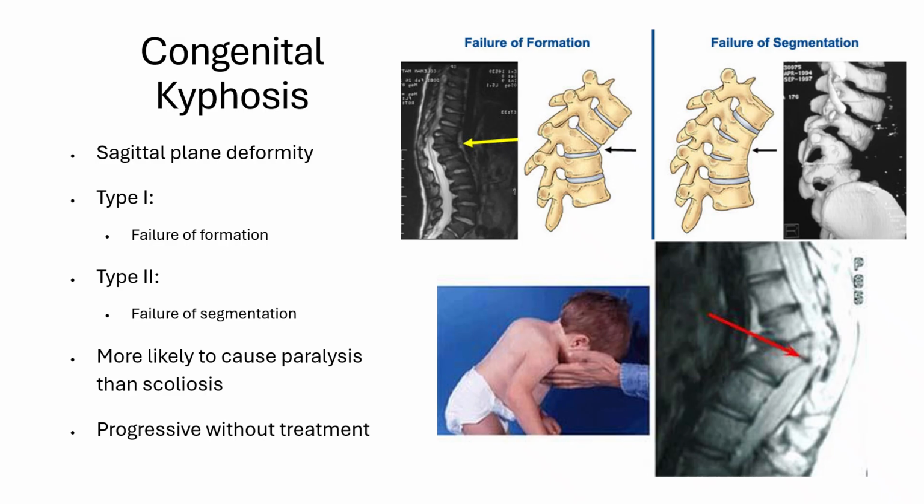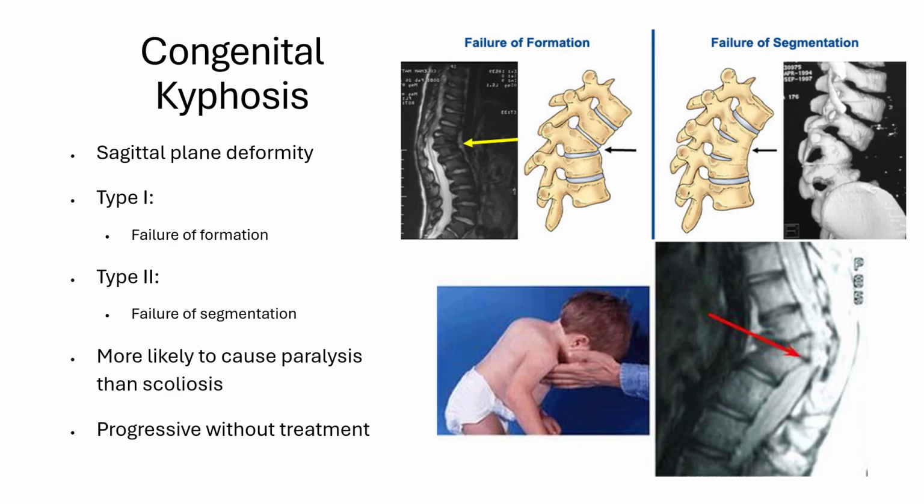The classification into Type 1 and Type 2 follows the same principles we've discussed for other spinal anomalies. Type 1 involves failure of formation, where the anterior portion of vertebrae fails to develop properly, creating wedge-shaped vertebrae that angle forward. Picture building blocks that are triangular instead of rectangular. They naturally cause the stack to lean forward. Type 2 represents failure of segmentation, where the anterior portions of adjacent vertebrae fuse together, creating a bridge that prevents normal growth while allowing continued expansion posteriorly.